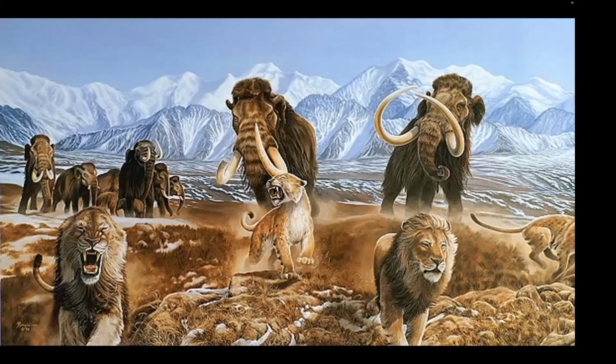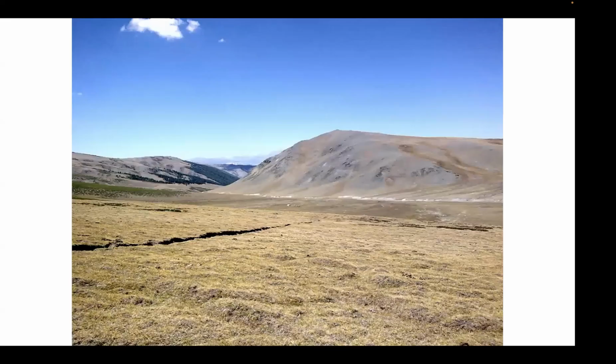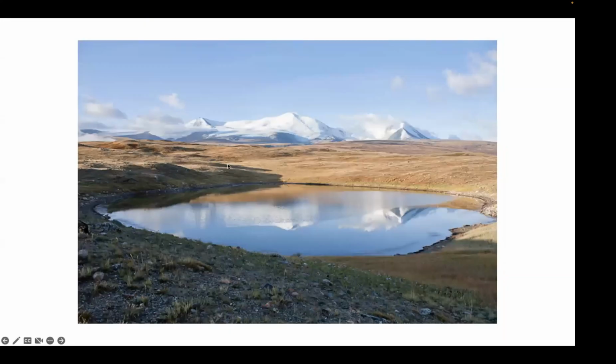So there are a few parts of the world that still remain a little bit in this type of ecosystem. So they look a little bit like this land. So this is the Altai-Sayan area in Central Asia, and there's a few parts of the world nowadays which resemble the mammoth steppe, and so they look a bit like this. It's dry grassland, and you do have some water, and you do have sort of barren non-tree landscape. And that's exactly what the mammoth steppe would have looked like according to our models.